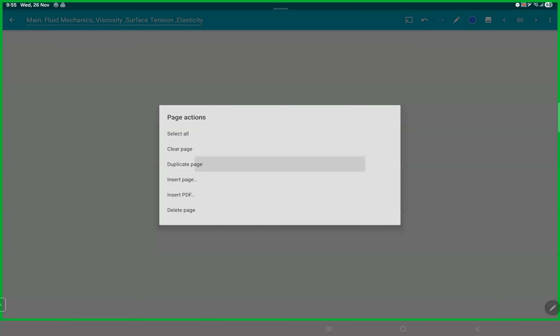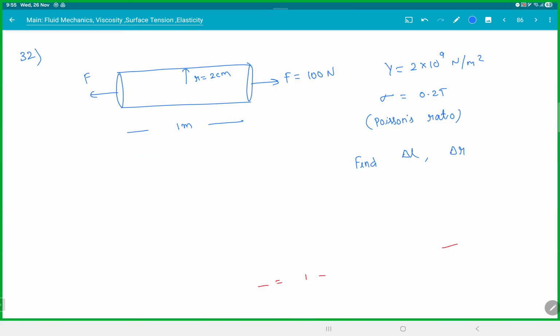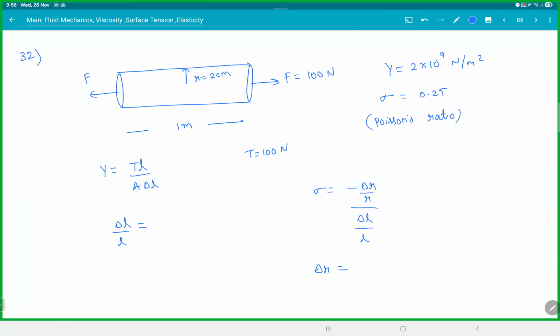So Poisson's ratio, remember that it's pretty straightforward. Delta L is easy. Y is equal to tension times length by A delta L. Hope you guys remember the tension. What's the tension in the rod? 200? 0? Tension is 100 only. Be careful. So from here we'll get delta L by L. Substitute all the values. Then sigma will be minus delta R by R over delta L by L. Substitute the values, we'll get delta R. There you got everything. Clear?